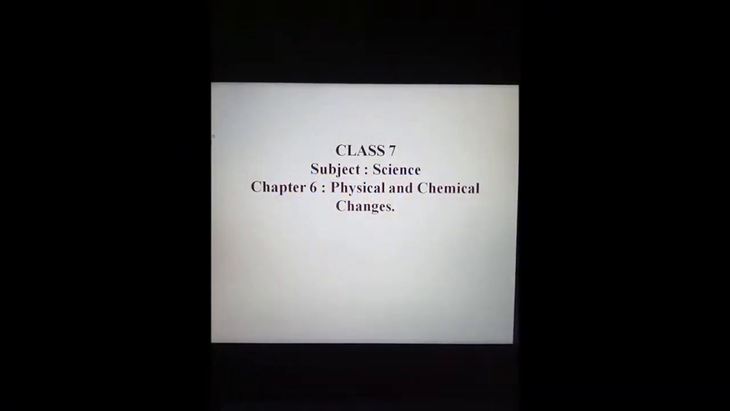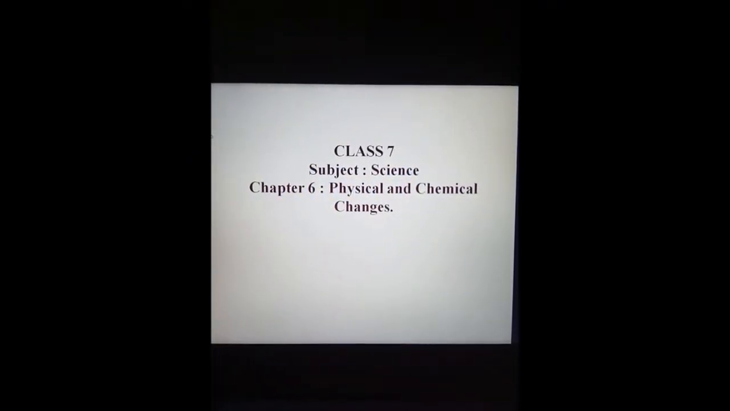Students, today we'll discuss Chapter 6, Physical and Chemical Changes. Let's begin with the chapter summary. Changes can be of two types, physical and chemical. Physical changes are changes in the physical properties of substances.